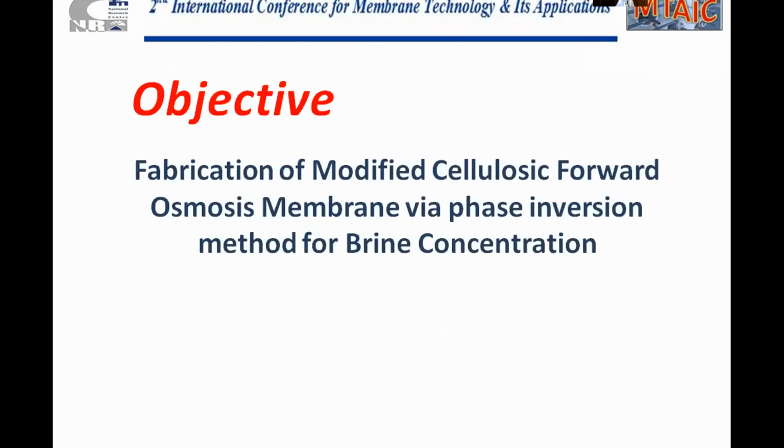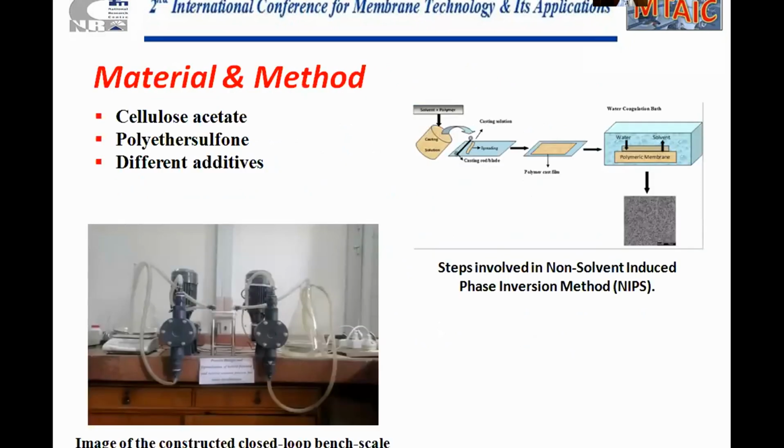Based on these features, the main objective of this study is the fabrication of a modified cellulosic forward osmosis membrane via the phase inversion method for brine concentration. The membrane is prepared by non-solvent-induced phase inversion. This method is usually used for preparing membranes with an asymmetric structure, with a porous sublayer structure and a dense skin layer.